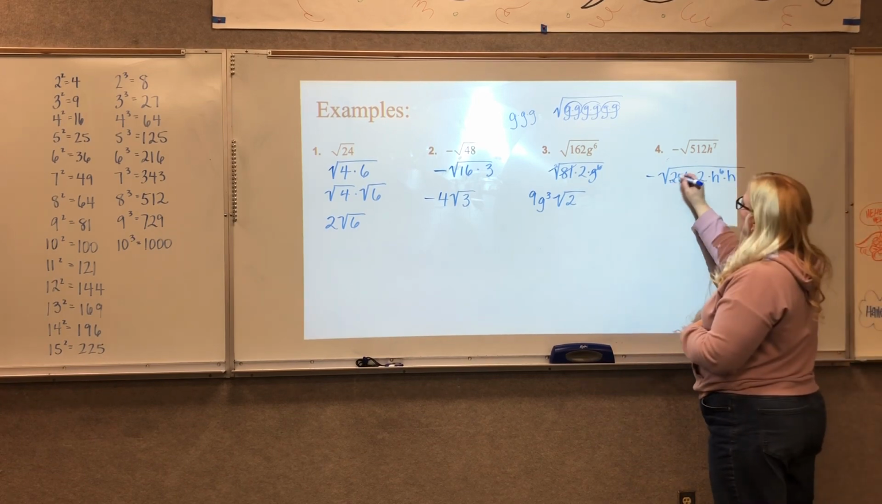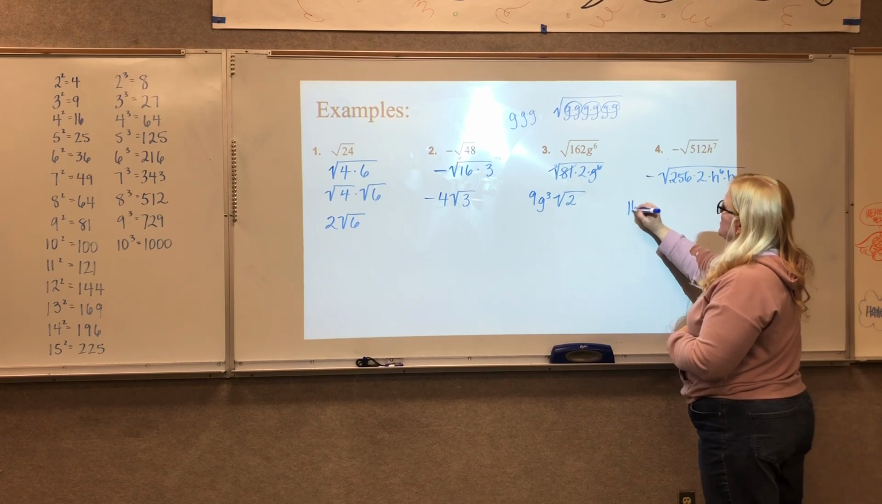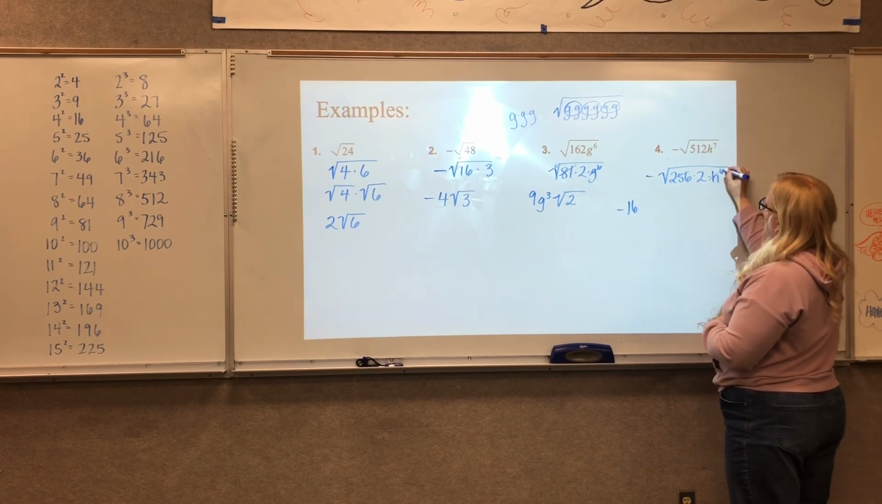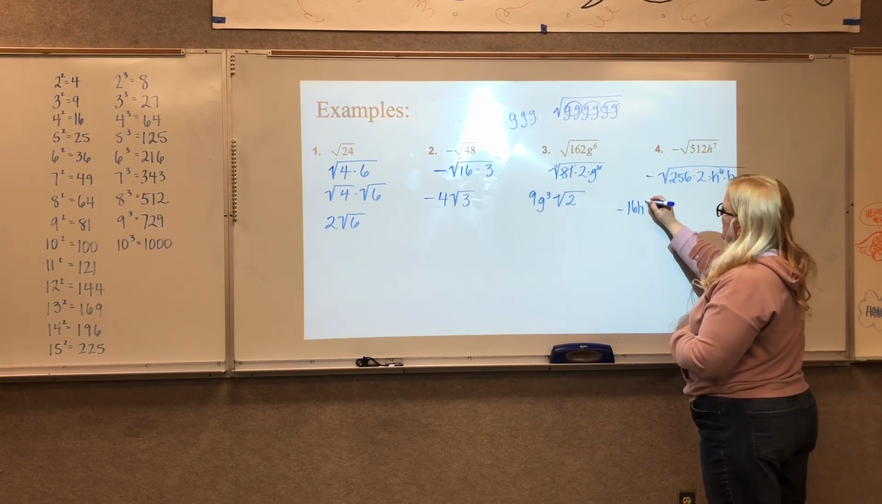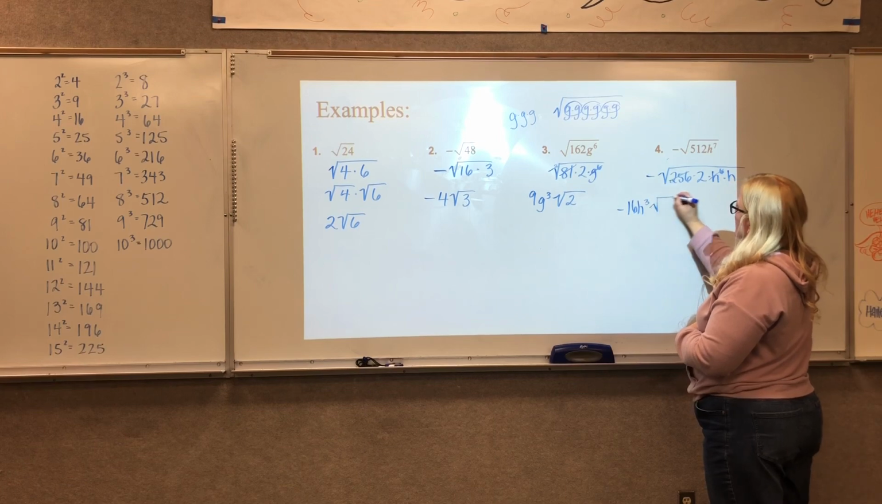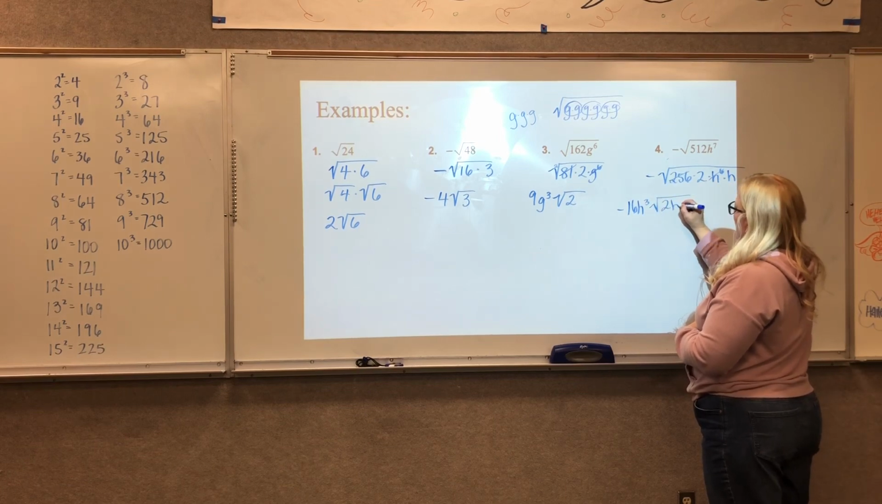So we pull out 256, that's 16, we still have that negative. We pull out H to the 6th, that becomes H to the 3rd. And what's left is 2 and H.